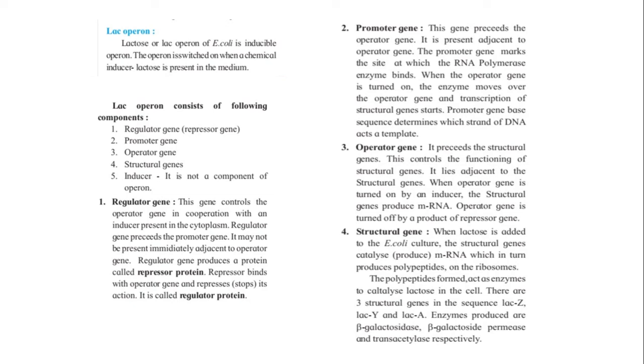Number 4 component, that is structural genes. When lactose is added to the E. coli culture, the structural genes produce messenger RNA, which in turn produces polypeptides on the ribosomes. The polypeptides act as enzymes to catalyze lactose in the cell. There are three structural genes in the sequence, that is Z, Y, and A. Enzymes produced are beta-galactosidase, beta-galactoside permease, and transacetylase respectively.